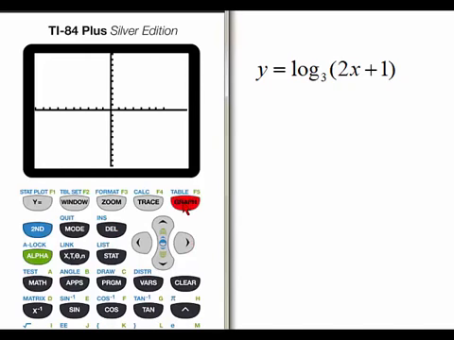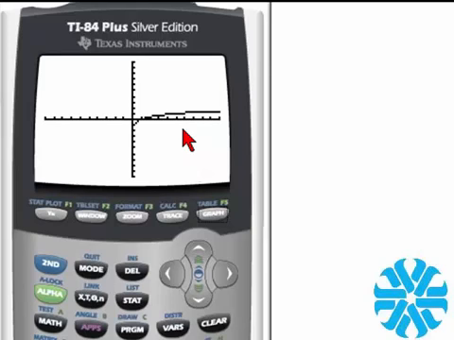Now you can select graph, and you can see that we get the exact same graph as we did before when we were in the math print mode. Again, this only works for TI-84 series calculators. As mentioned previously, if you have a TI-83 series calculator, you will need to use the change of base formula to input a function with a base other than 10 or e. So this concludes the video on graphing exponential and logarithmic functions.